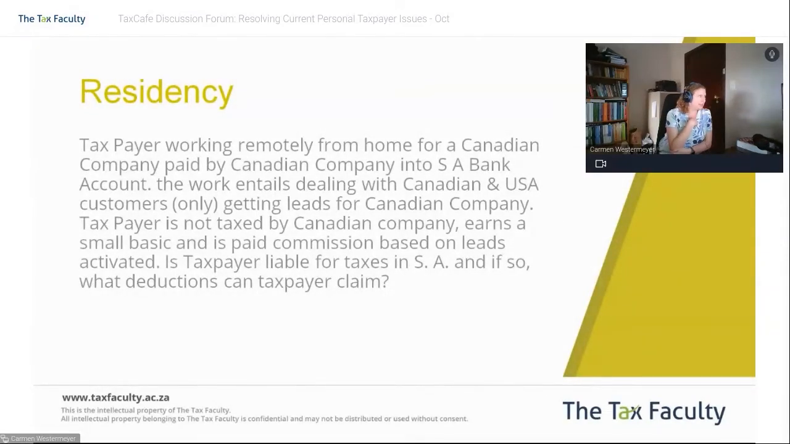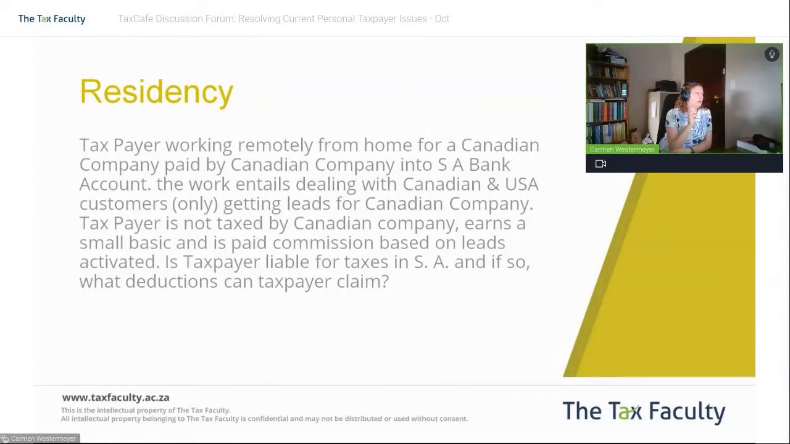What deductions can you claim? Well, as I said, either way, you're not getting the Section 10(1)(o)(ii) exemption, either because independent contractors don't qualify because they're not employees, or if you are an employee, you still wouldn't qualify because you don't meet the 183-day rule.